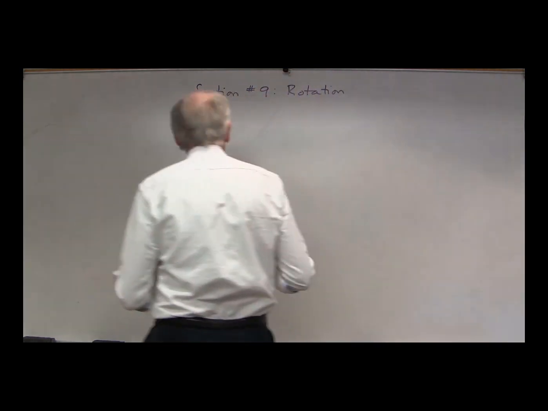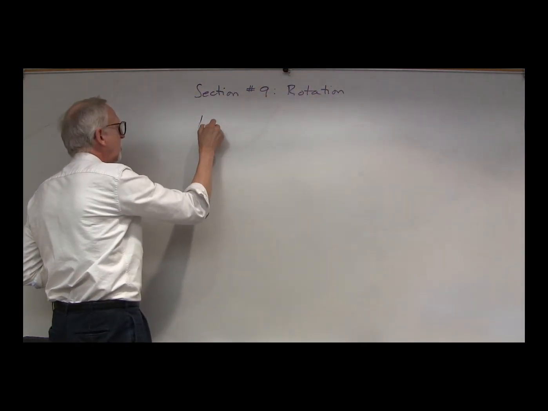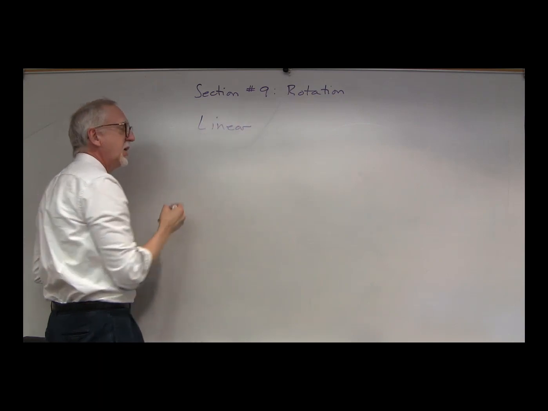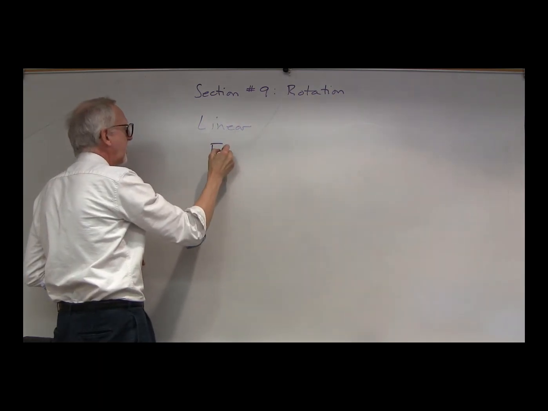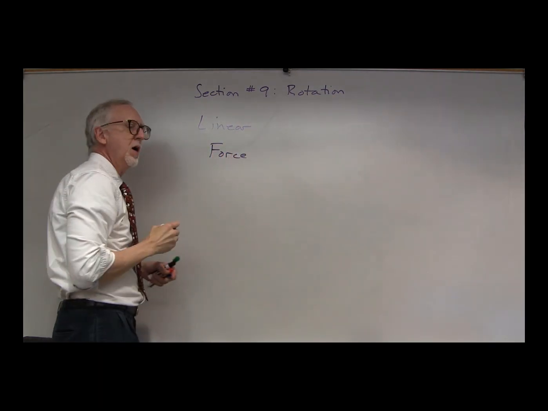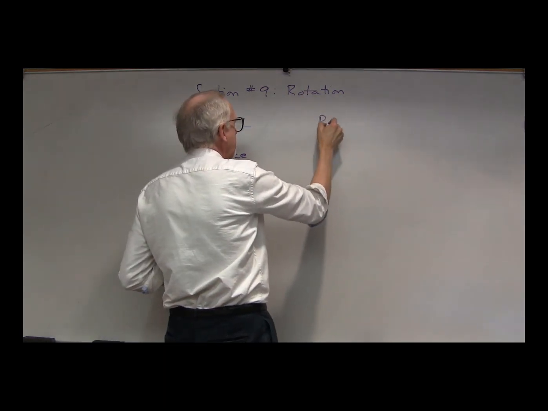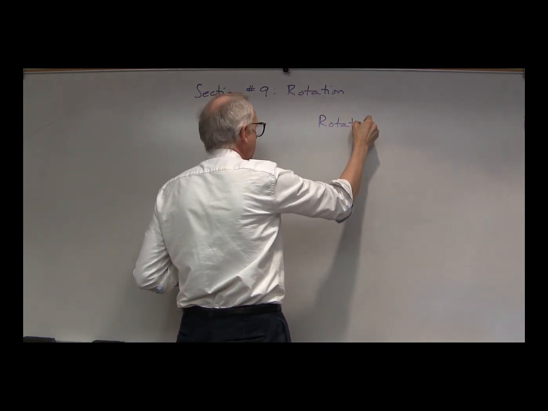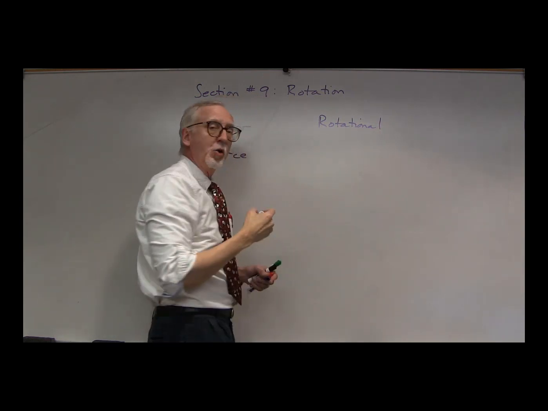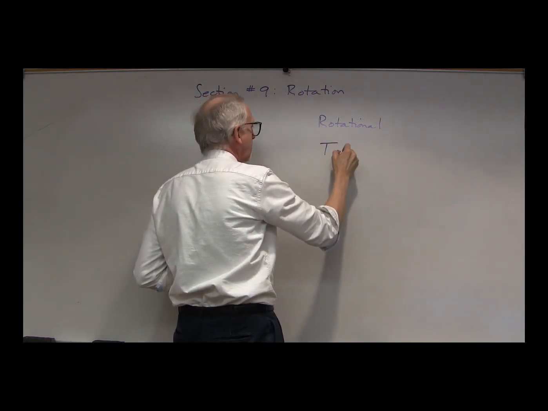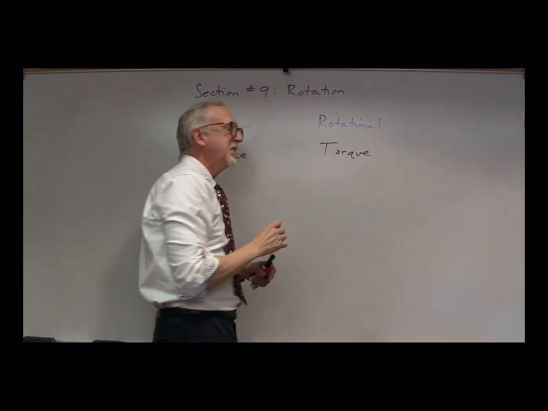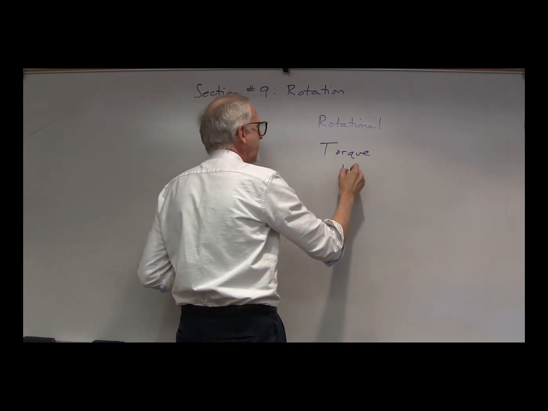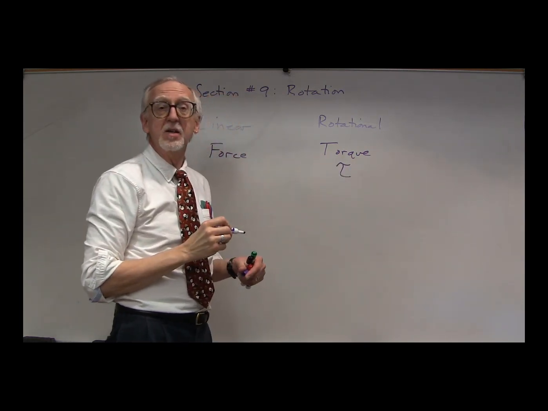So for linear motion, to change the motion, we had to apply a force. For rotational motion, the quantity is called the torque. And the symbol that we'll use for torque is a lowercase Greek letter tau.